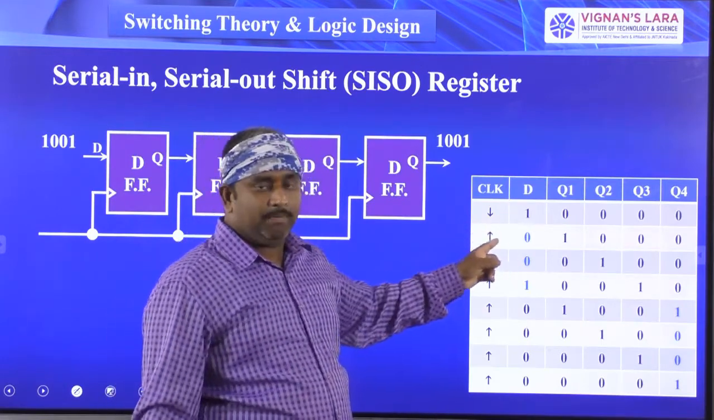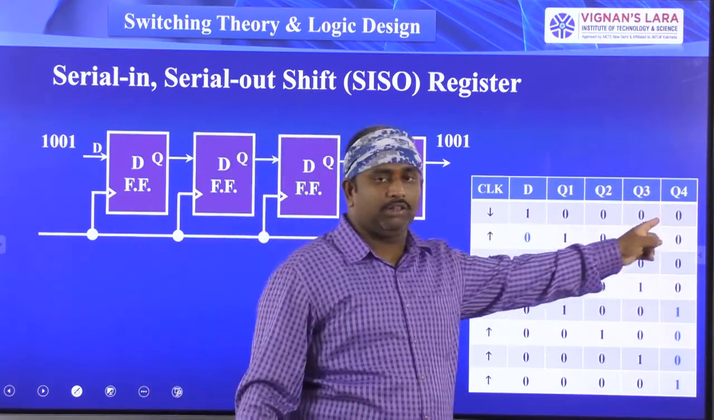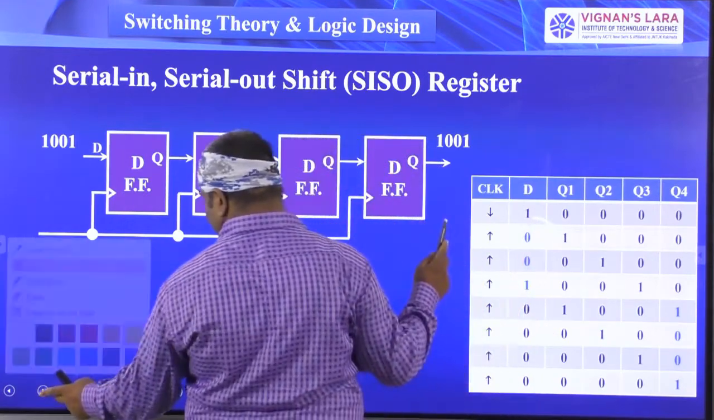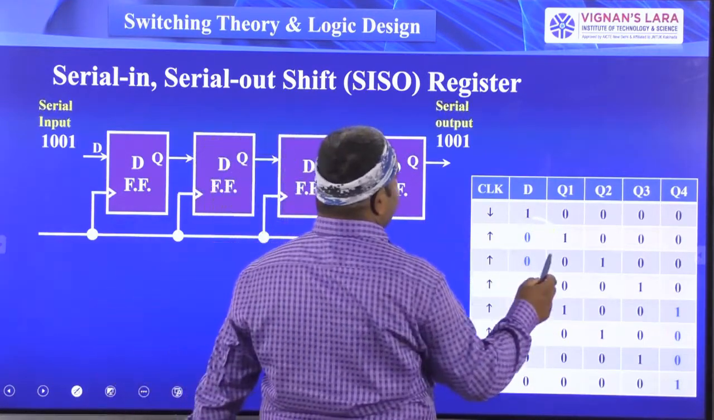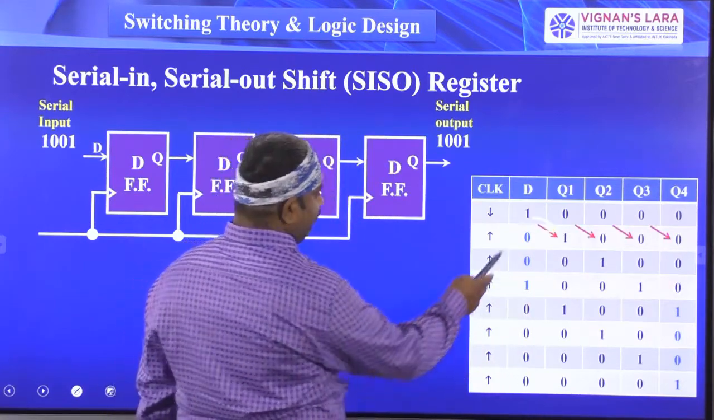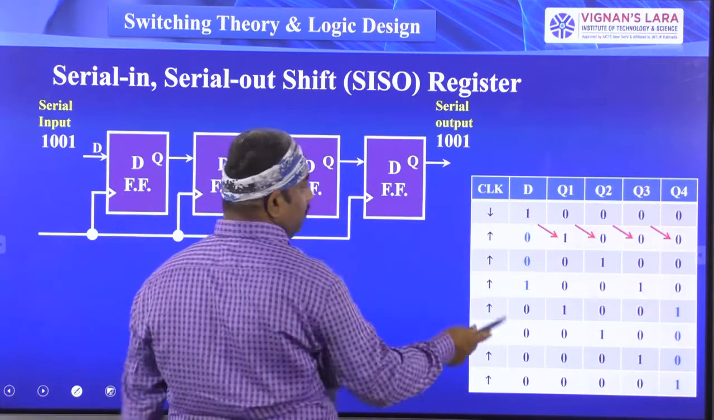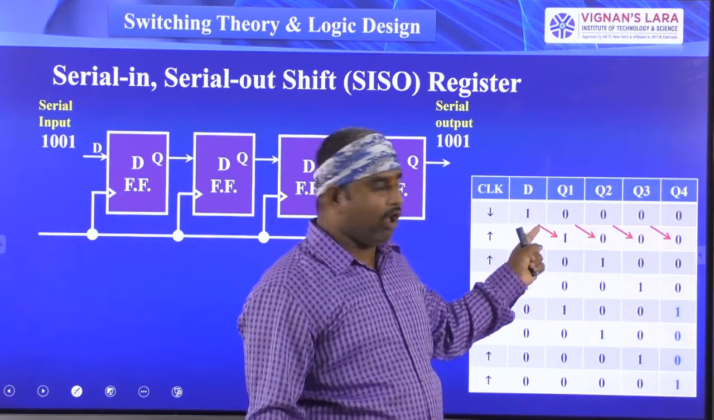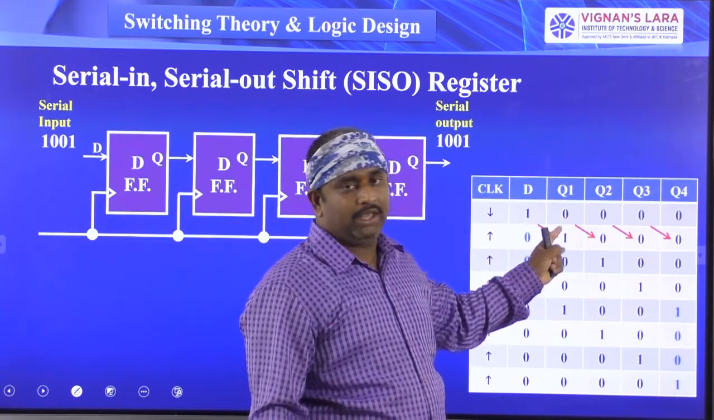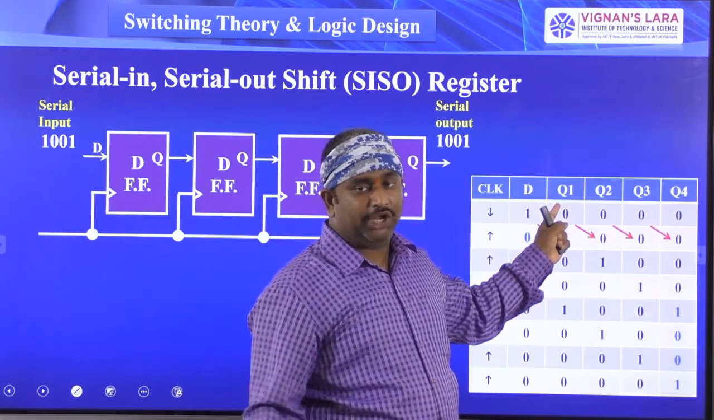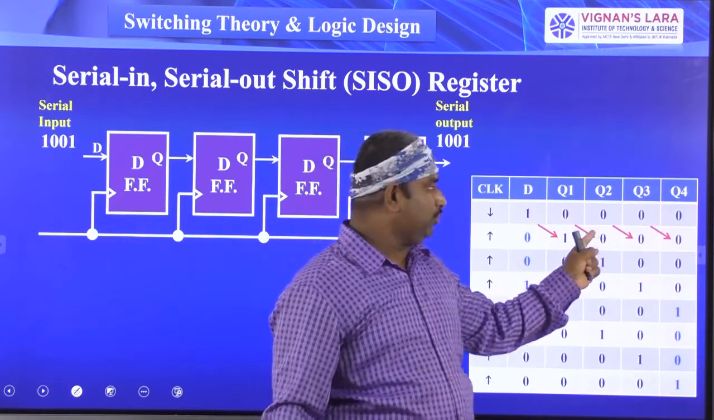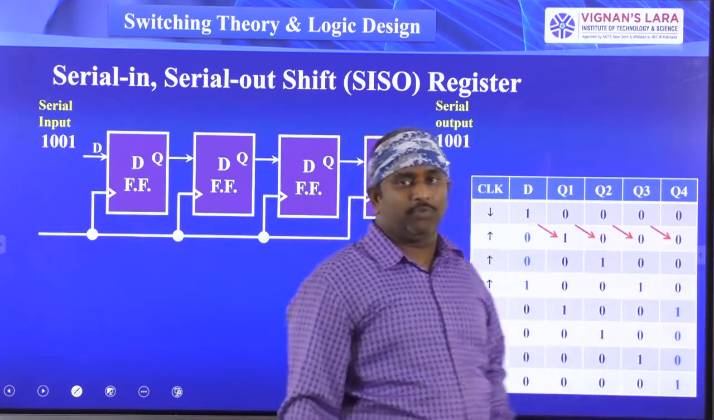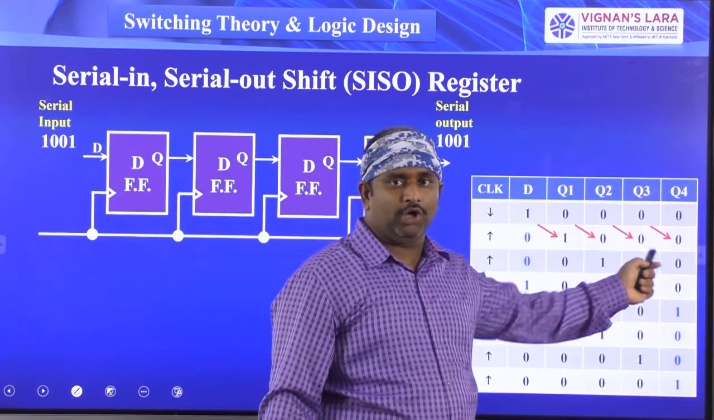So before giving the first clock pulse, D is equal to 1, and all the remaining outputs of the flip-flops are 0. So this one is shifted to here. That is, the D flip-flop input is equal to 1, then when you are giving the clock pulse, the same D flip-flop output is equal to 1. The Q1 is connected to the D2 flip-flop, so the D2 flip-flop output is equal to 0. The Q2 is connected to the D3 flip-flop, the output is equal to 0, and the fourth output is equal to 0. So the inputs are flowing to the output in this way.